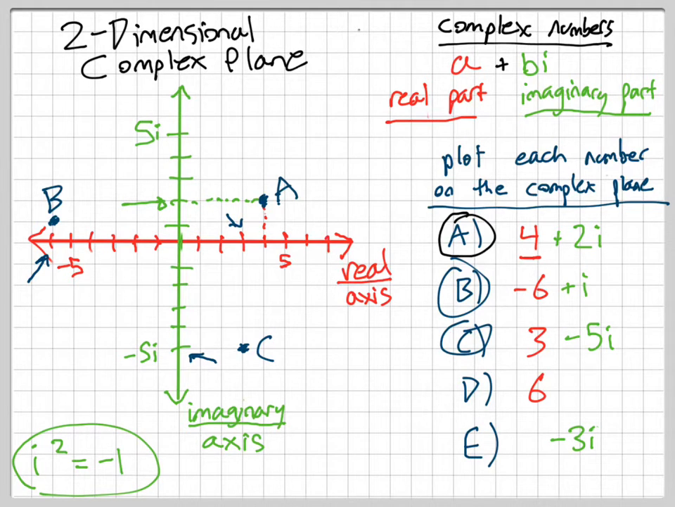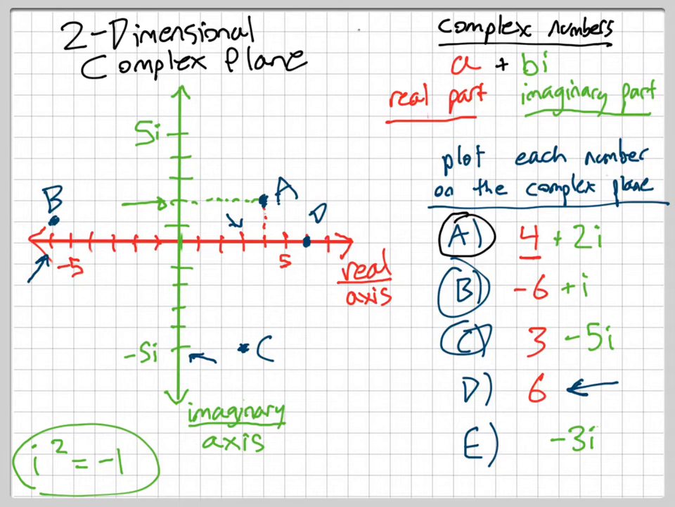Well, what about the number 6 by itself? That's just a real number. We could also think of it as a complex number where the imaginary portion is 0. So that means that we will have a point at +6 on our real axis. And since the imaginary portion of that complex number is 0, we're not going up or down at all on the imaginary axis.